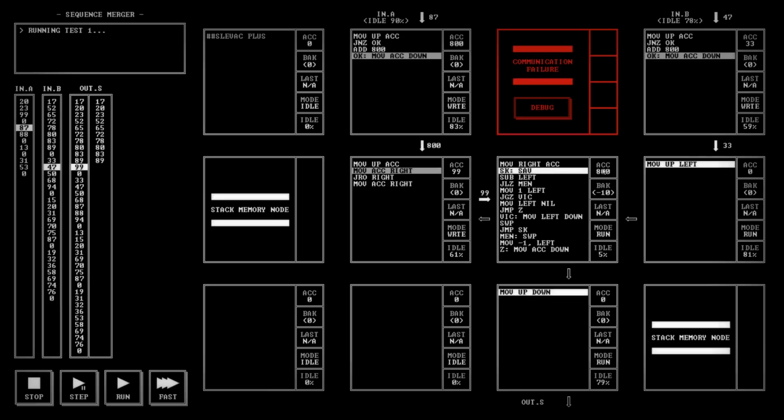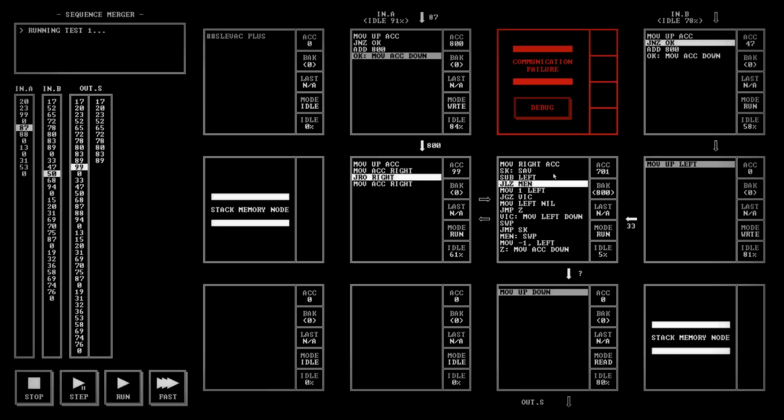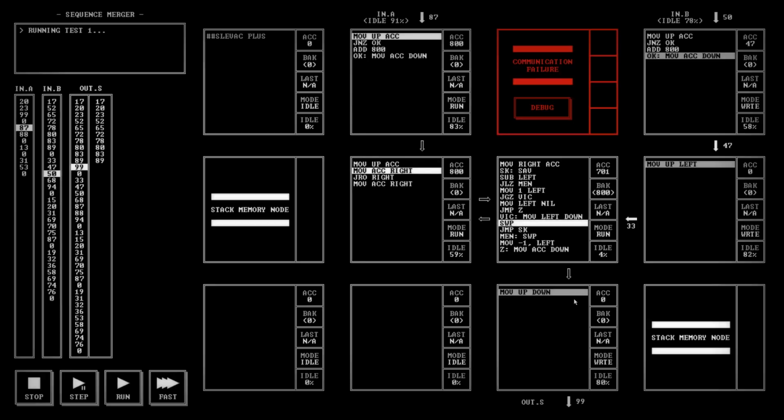800. Sub left. Move 1 left, so go over here. You're going to read a new value and give me this one. But if greater than 0, then you ask for the 99, and that goes down here. Oh, you saved the 800.